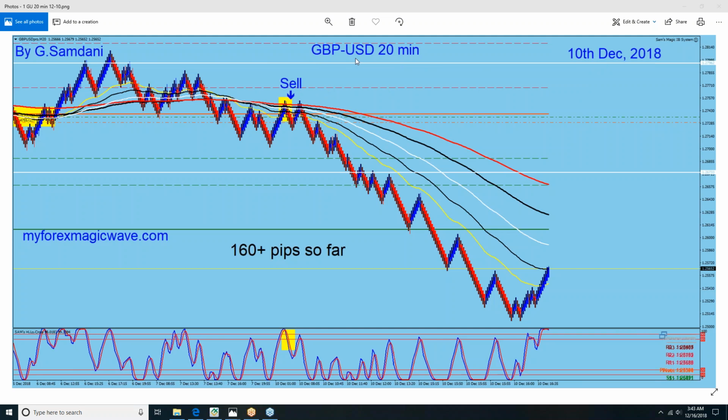And this is the first trade, Pound USD, 20-minute chart, from here to here, 160 pip. Why? Because something happened over the weekend about the Brexit, and the pound got hurt real bad. So I took this one.